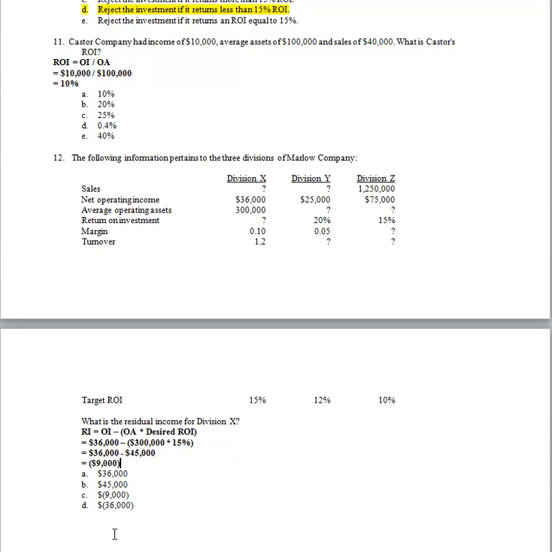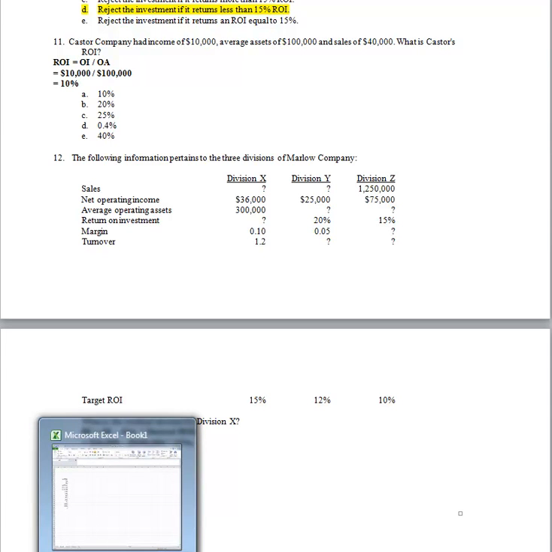So we're making $9,000 less than what we really need to. That means division X is not living up to expectations, and within the company, managers would actually want to consider possibly getting rid of division X because it's not meeting expectations. If you have any questions about any of these practice problems, please let me know.